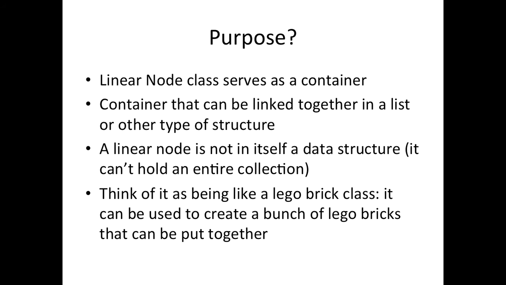So let's get started. The purpose of a linear node class is that a linear node serves as a container to store something that we want to store. So it contains a reference to the thing we want to store and also a reference to other nodes so that we can join these things together. Typically, with a linear node, we want to join things in a linear way, so forward and or backward. So the linear node itself is not actually a data structure. A linear node cannot hold an entire collection of whatever items we're interested in storing. It holds a reference to one.